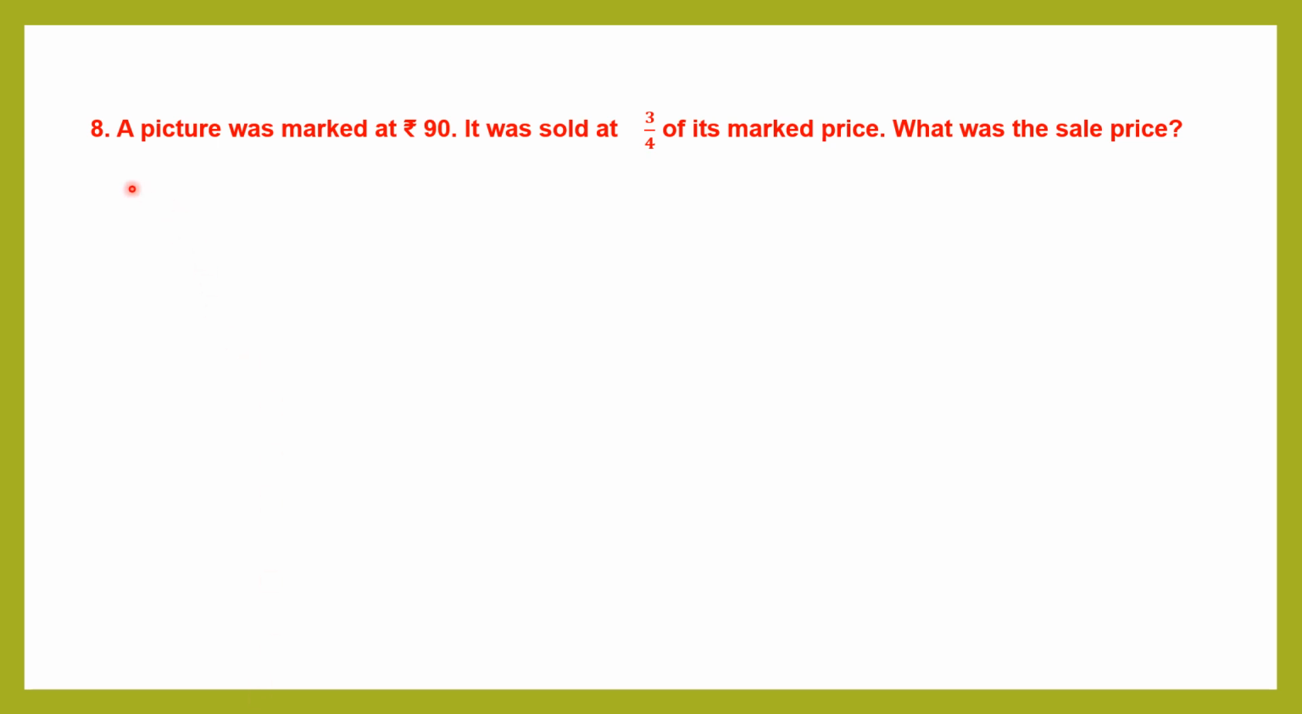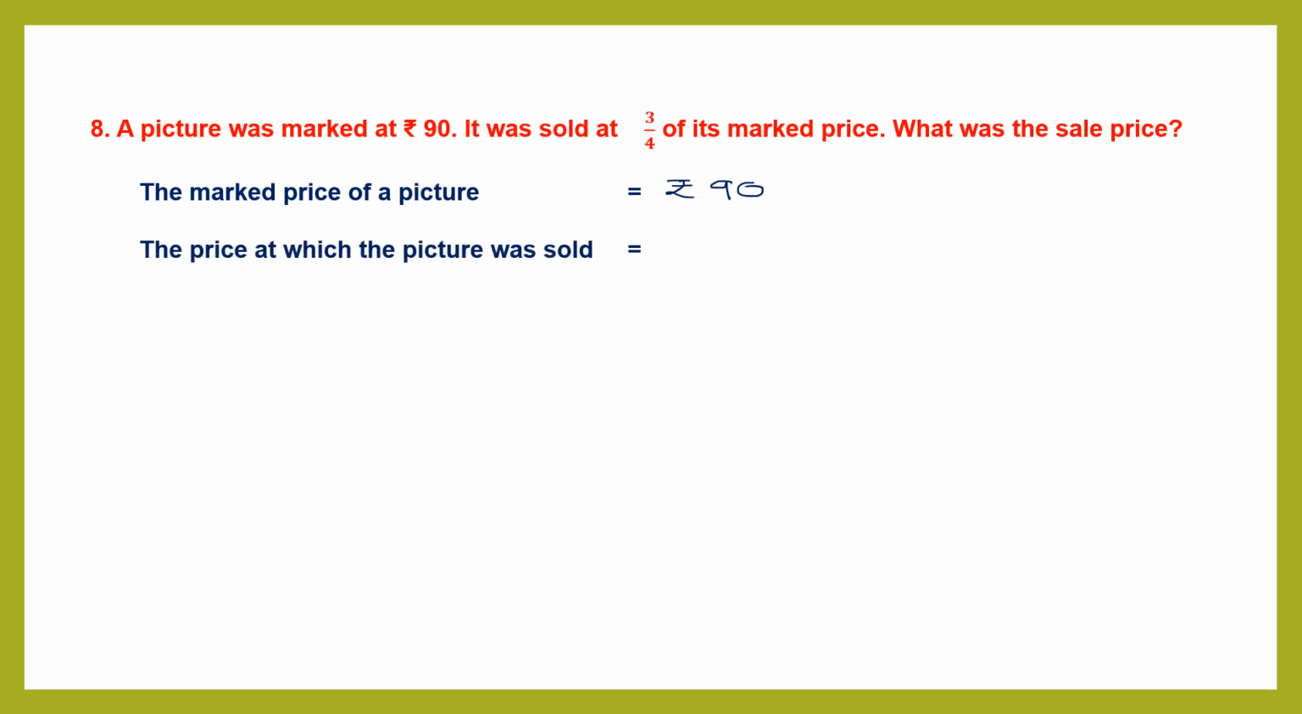Question 8. A picture was marked at 90 rupees. It was sold at 3/4 of its marked price. What was the sale price? So let's begin. The marked price of a picture, it's given to us. The marked price is 90 rupees.